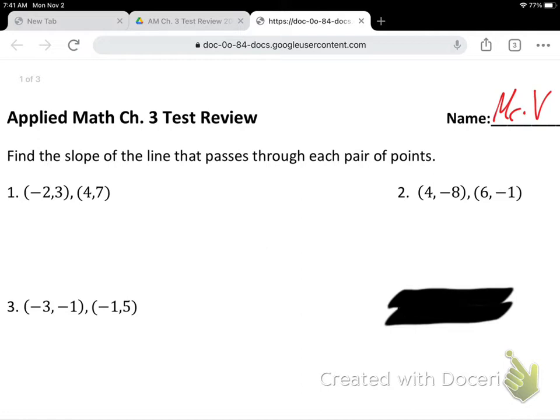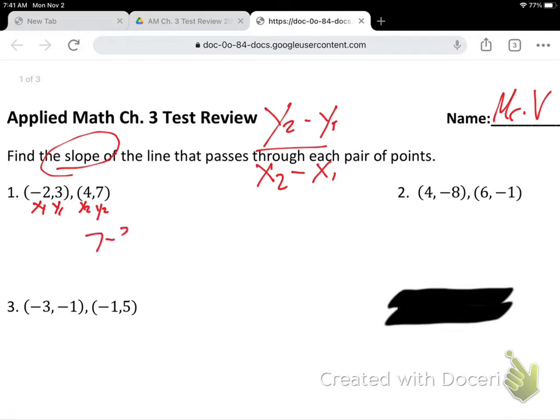First ones are just finding the slope. So we know that slope is y2 minus y1 over x2 minus x1. So x1, y1, x2, y2. Then all we're doing is plugging those in. So I'd have 7 minus 3 over 4 minus a negative 2.